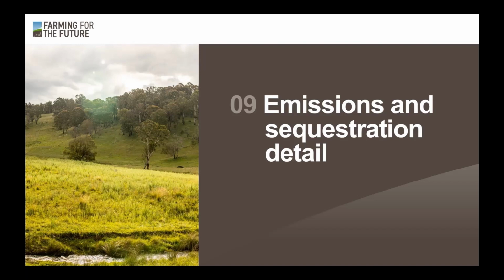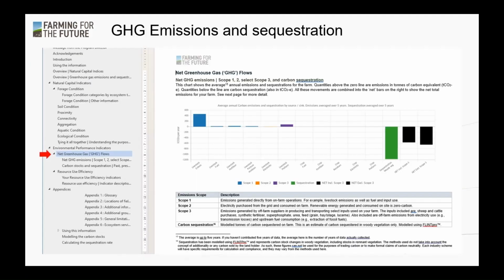So the final section that I'd like to take you through is a little bit about the detail of the emissions and sequestration. If you have a look at the detailed section for greenhouse gas emissions, you'll see that we've provided this bar chart with a little bit more detail. We've taken the scope 1, 2 and 3 emissions and broken them down by the different sources across both the livestock enterprise and the cropping enterprise.